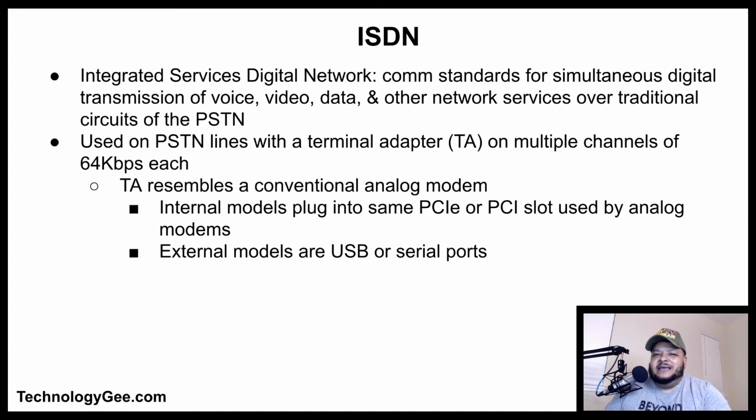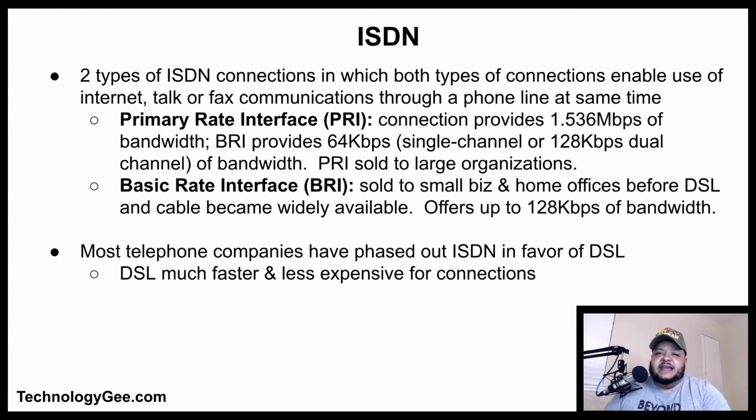ISDN is used on PSTN lines with a terminal adapter on multiple channels of 64 kilobits per second each. A terminal adapter resembles a conventional analog modem. Internal modems plug into the same PCIe or PCI slot used by analog modems, and external modems are USB or serial ports. There are two types of ISDN connections provided by local telephone companies, in which both types of connections enable the use of the internet, talk, or fax communications through a phone line at the same time.